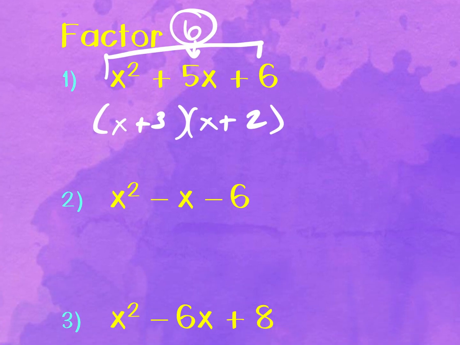I didn't take it out. I just multiplied a times c. So 1, in order to factor, you have to find factors of the last number that multiply to give you the last one, but add to give you the middle one.